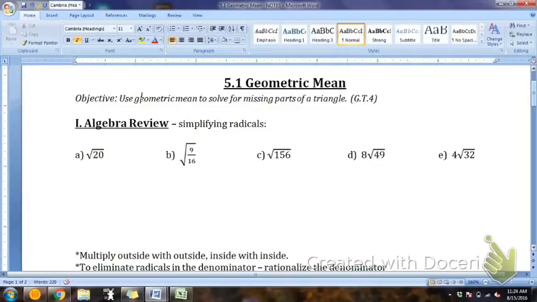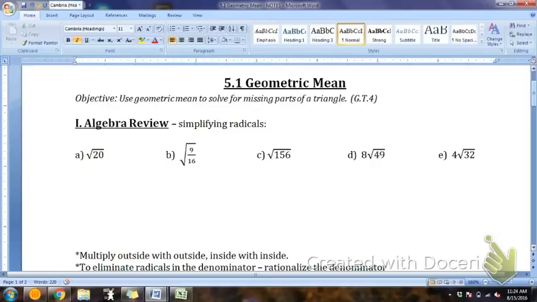All right, so the first thing we're going to remember how to do before we learn about the geometric mean is how to simplify a radical. Does anybody know how to simplify a radical? What are we doing when we're simplifying a radical, Dakota? Find a common factor. Okay, we're finding a common factor. We're trying to figure out what numbers go into 20.